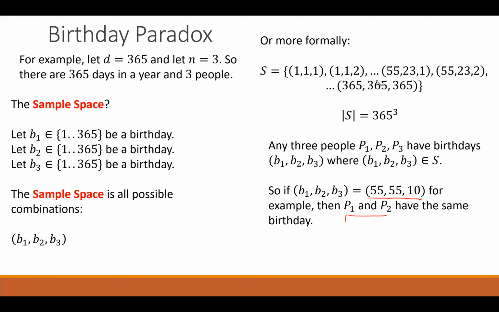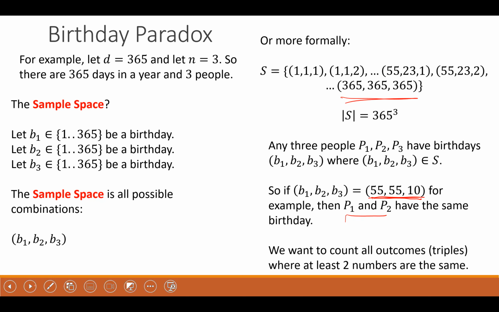My event is that at least two people have the same birthday, and it corresponds to any triple where I have two matching numbers, or perhaps three matching numbers. That also counts. So we want to count, if we want the probability out of three people that two people have the same birthday, well, we have the size of our sample space. We want to count all of these outcomes where at least two numbers match.